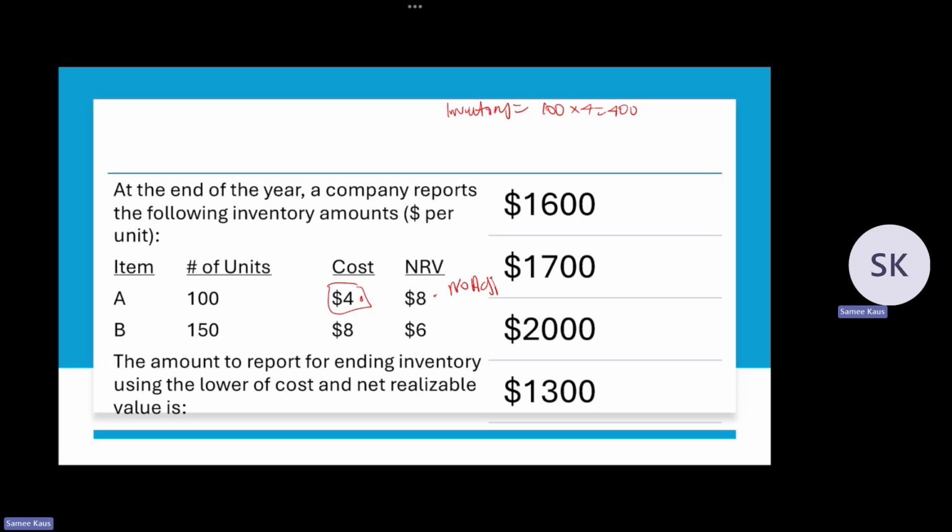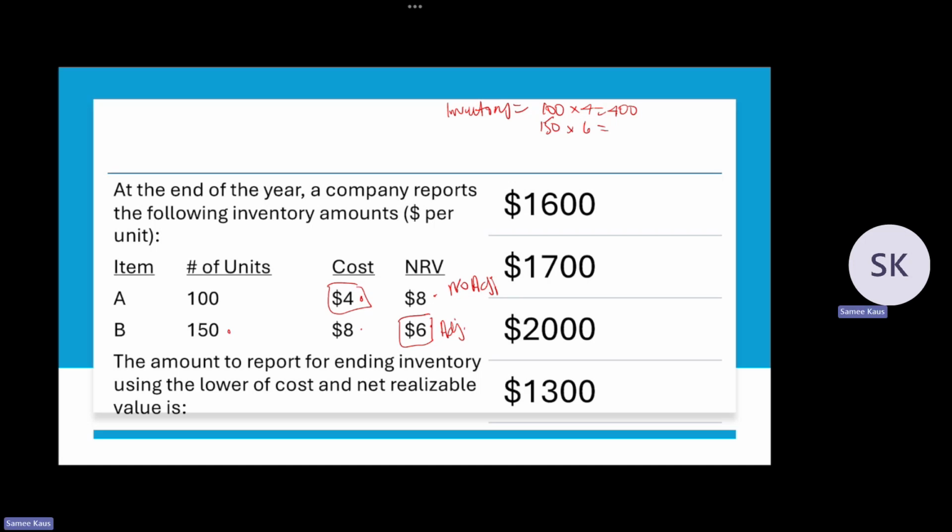Now on item B, I have 150 items. It cost me $8. I'm only going to be able to sell it, or have a net realizable value, of 6. Do I need an adjustment? Well, yeah, I do. So that adjustment is going to reduce my inventory so that it's stated on my books at net realizable value. So make sure you can book the adjustment. But for this question, all I need to do is have 150 units on my books at $6, my net realizable value. Okay. Which is going to give me, oh geez, let me see if I can grab my calculator quick.